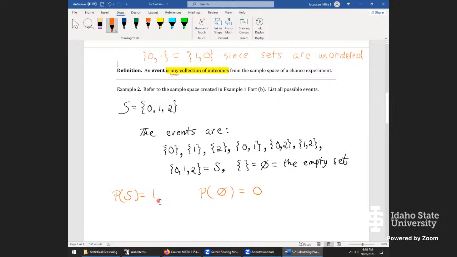And a 1 comes from taking the probability of the entire sample space. All of these in the middle, or let me highlight them correctly, all of these will give us different probabilities, like the 0.25 or the 0.50 and so on. But finally, that is the collection of all the possible events.